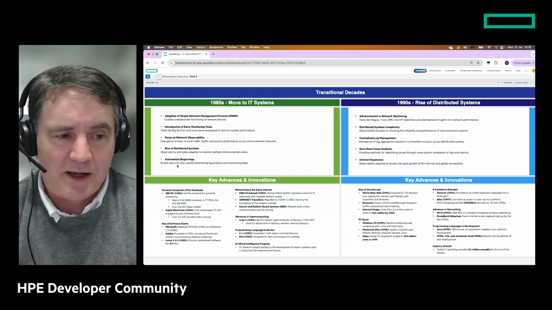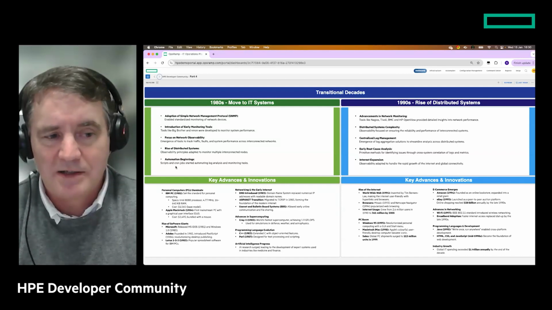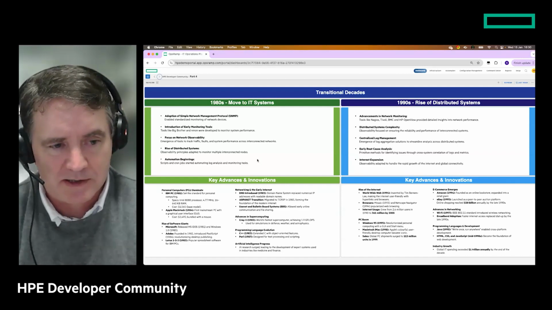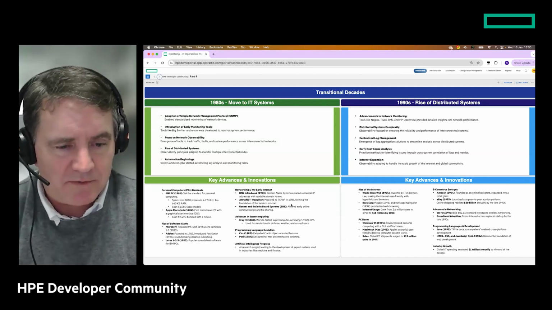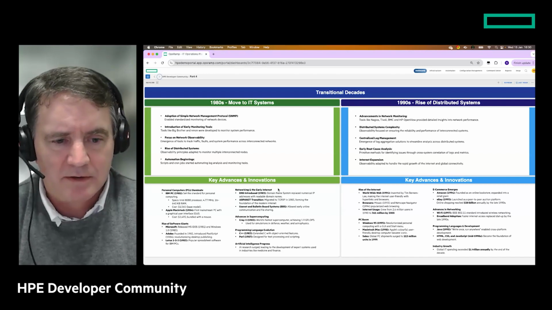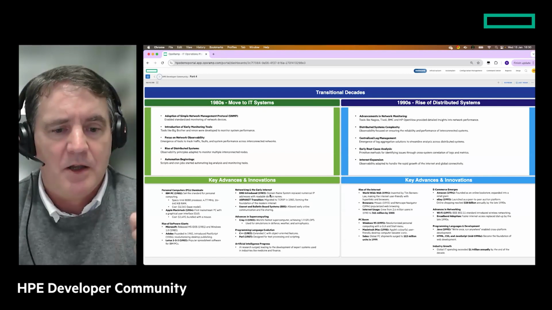Again, as I was researching, I learned some new things. I thought cron was later than this, but no, it's been around since the 1980s, and we still use this today to automate repetitive jobs. So some of the key advances and innovations in this period that are relevant to us: DNS, the Domain Name System, was introduced in '83.